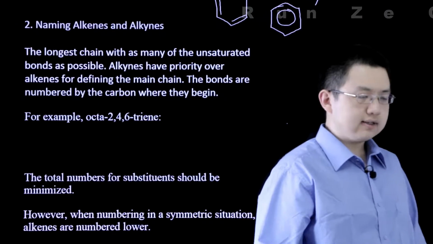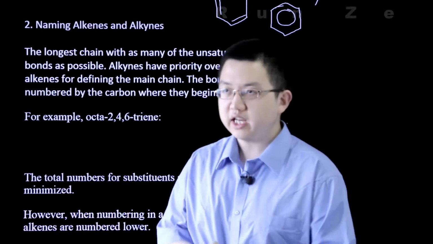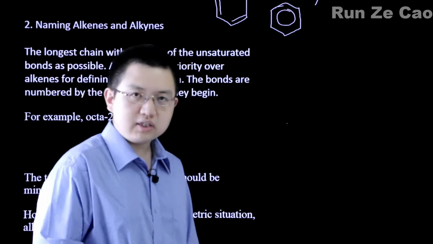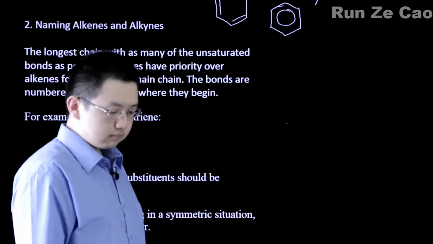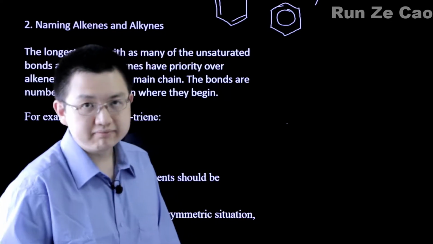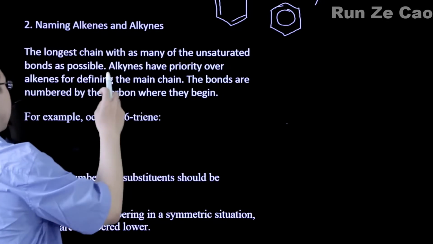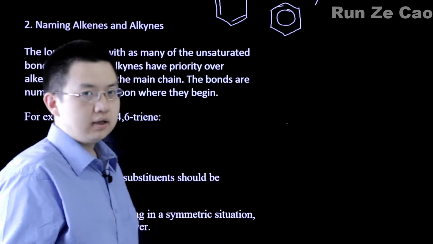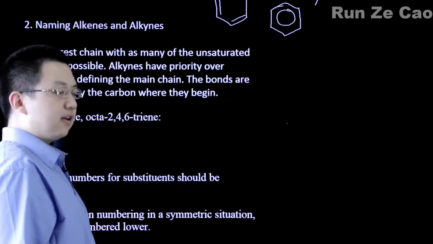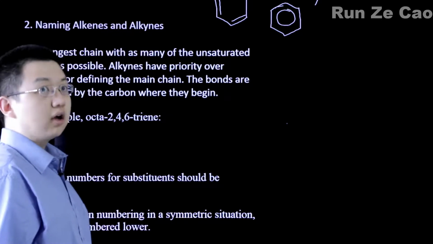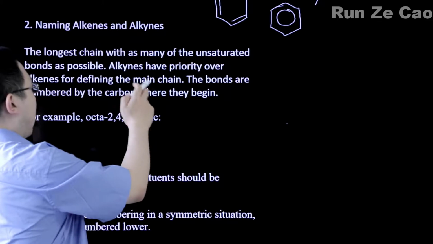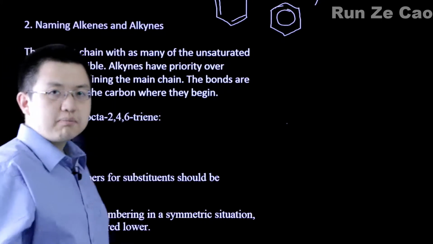Now, naming alkenes and alkynes. Well, we still look for the longest chain, but the longest chain must contain as many of the unsaturations as possible. This means that it might not actually be the longest chain. So we're looking for as many of the unsaturated bonds as possible, and it has to be as long as possible given equal numbers of unsaturated bonds on both options. Now, alkynes actually have priority over alkenes for defining the main chain.